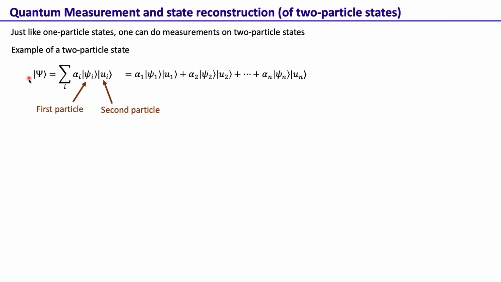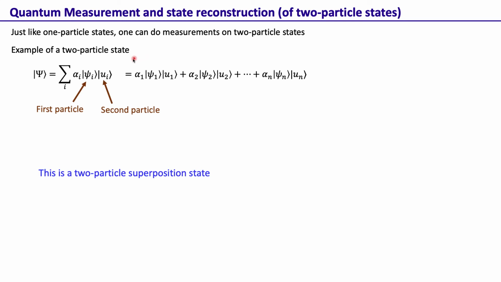So this state can be in this first term, where the first particle is psi 1, the second particle is u1, and that's the coefficient. It can also be that the first particle is psi 2, the second particle is u2, and the coefficient is alpha 2, and so on.